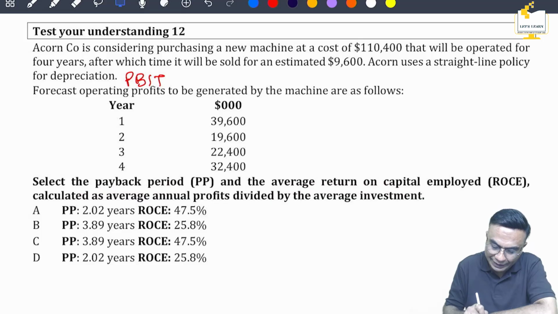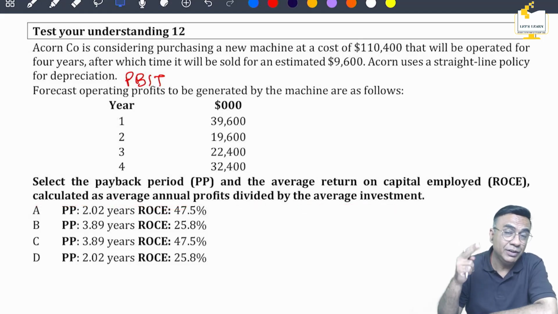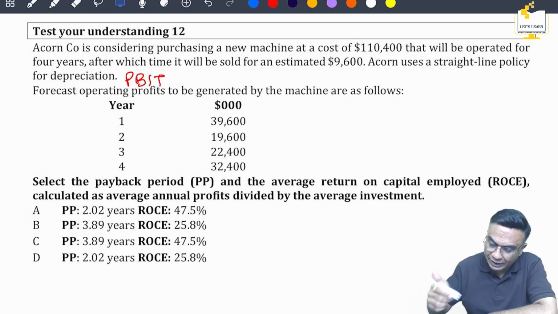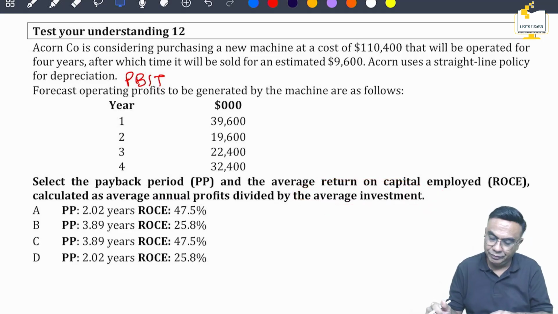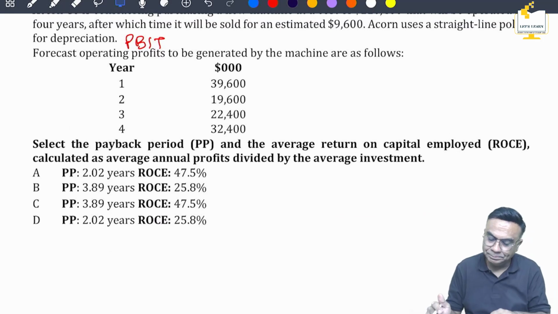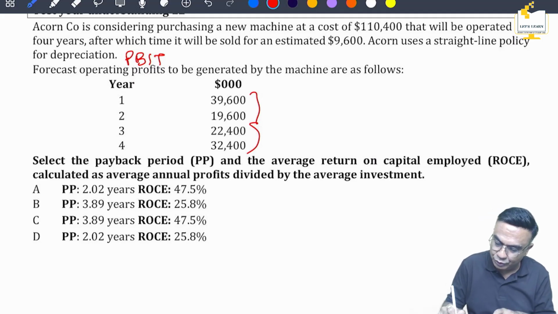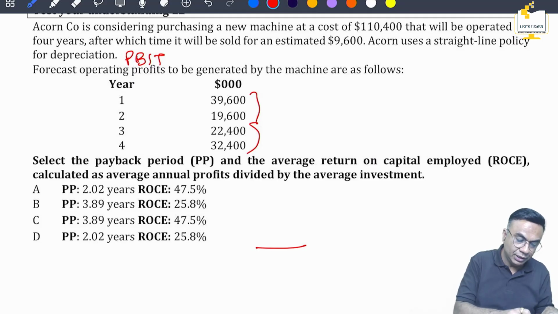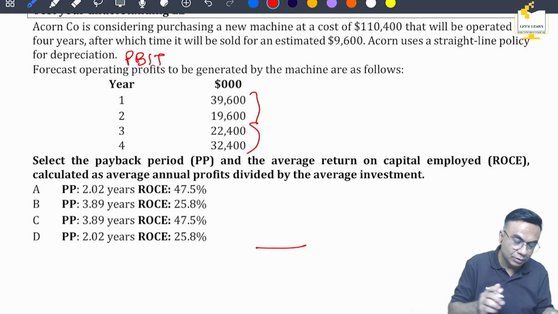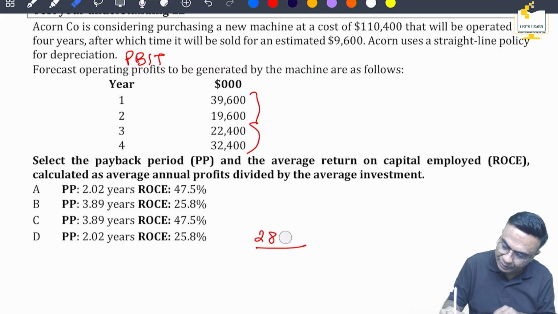Return on capital employed is calculated as average annual profit divided by average investment. We have two formulas for ROCE, so we have to use the second formula, average investment. Let us calculate and check. First of all, let us calculate the average profit. That will be very simple. We just add these 4 and divide by 4 to get the average. So 39,600 plus 19,600 plus 22,400 plus 32,400, divided by 4, is 28,500.